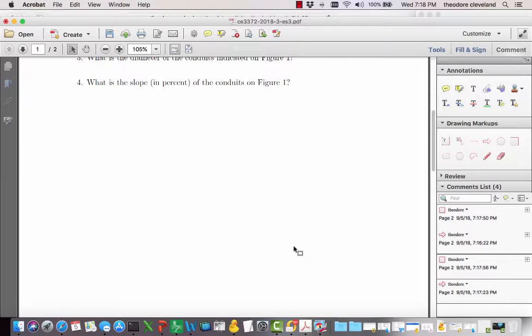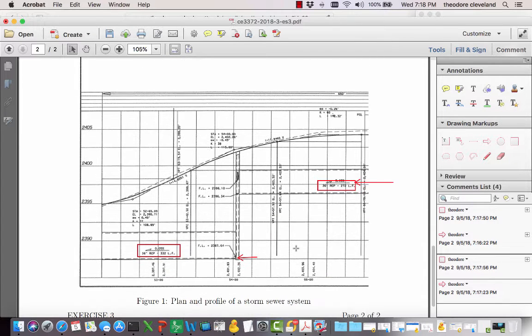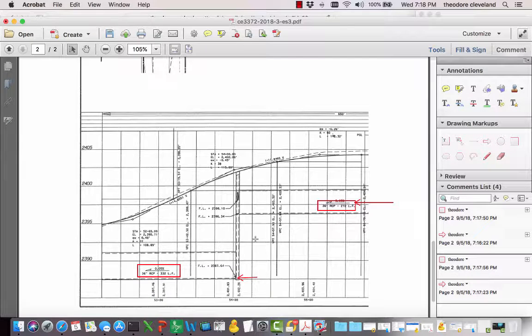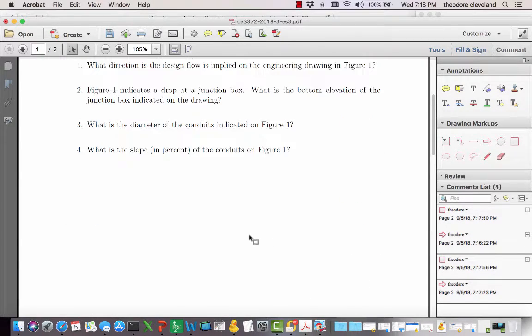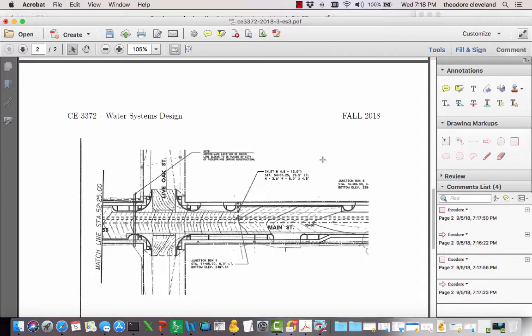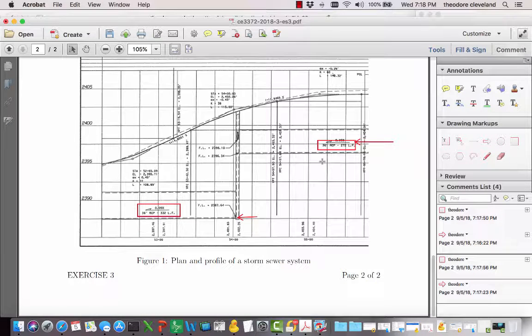And finally, what is the slope in percent of the conduits? Okay, two ways to determine that. One would be to actually take 2 points on the drawing and find the horizontal distance and subtract off the change in vertical distance. Or, in this particular case, the engineer has provided the actual slopes of the conduits, and they're sloped 0.05% in the direction from right to left, and so we would write 0.05%. And that would complete this exercise.